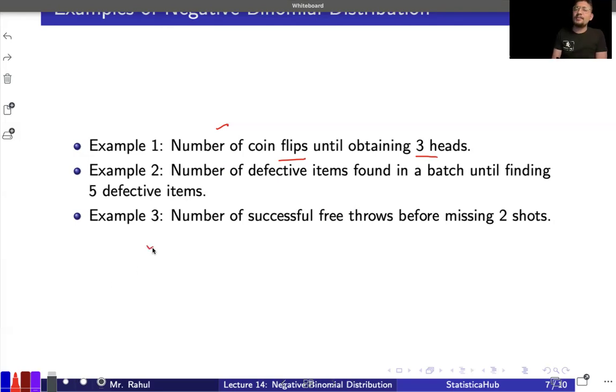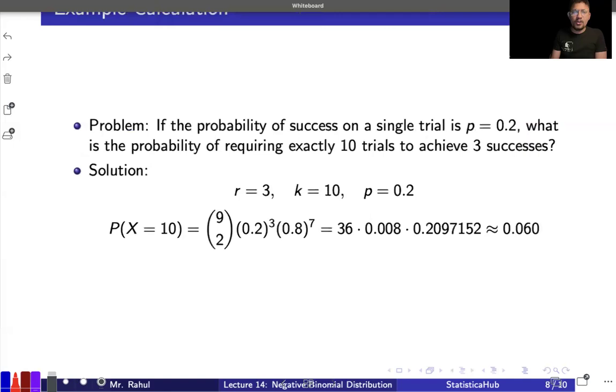That is again something modeled using the negative binomial distribution. Then the third example is the number of successful throws before missing 2 shots. Again, a negative binomial distribution. Now this is one of the examples, so let's see the example.